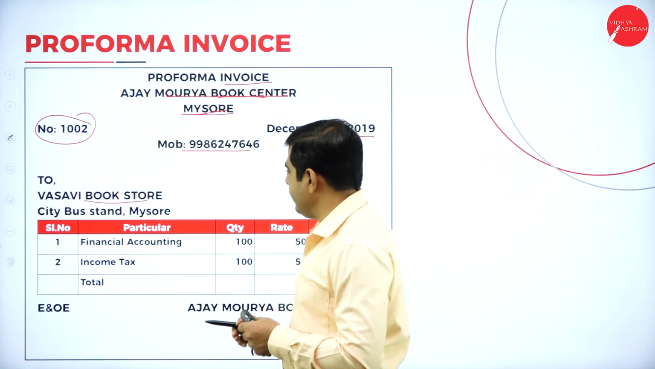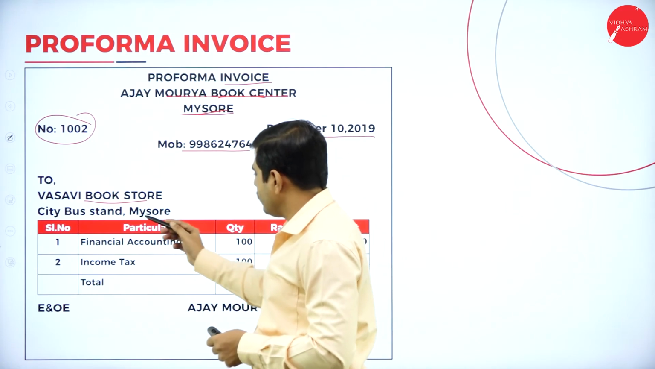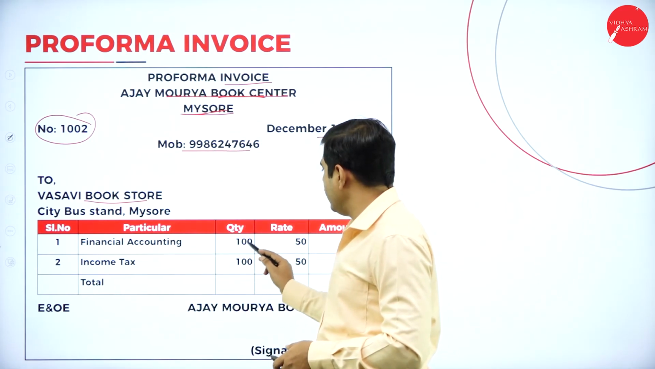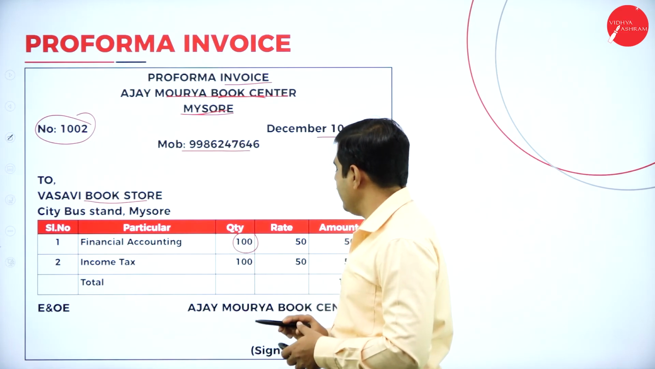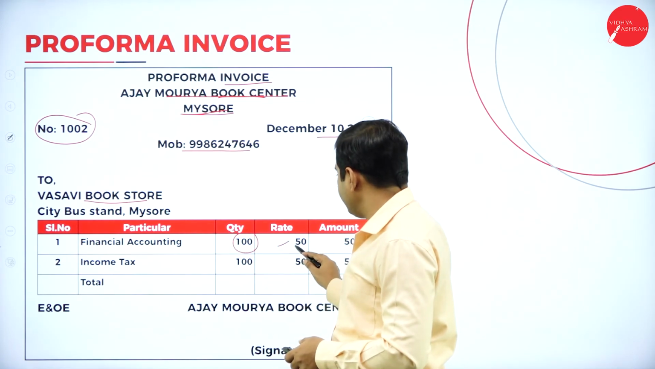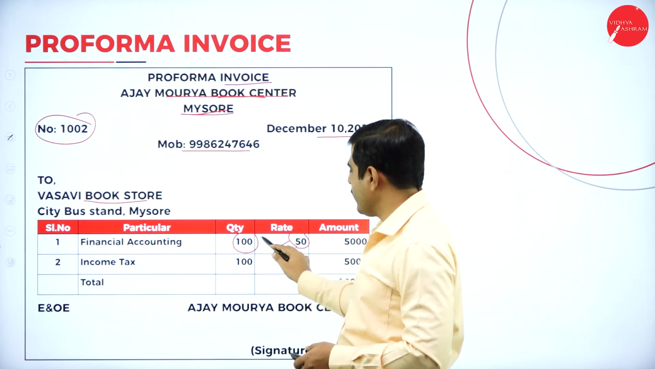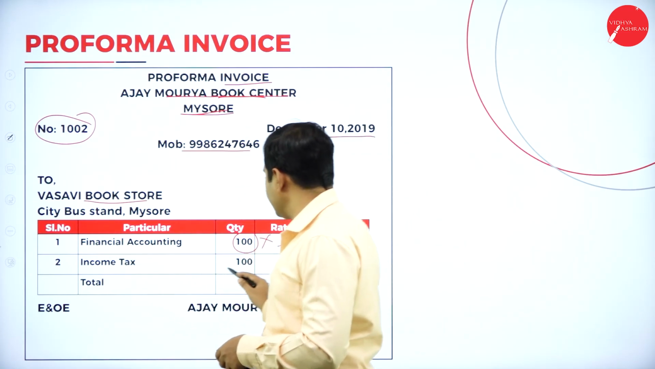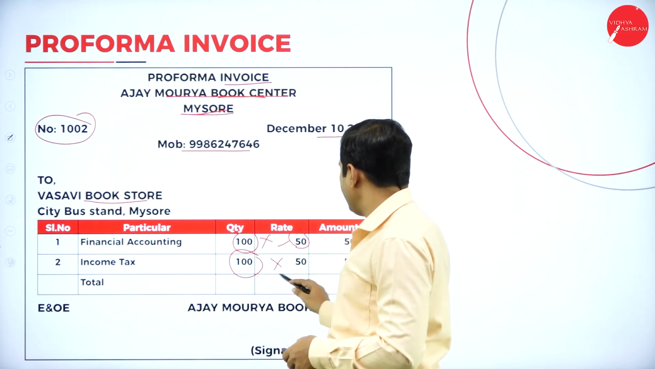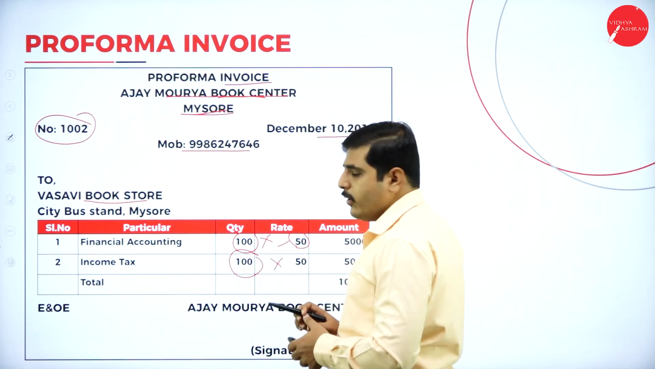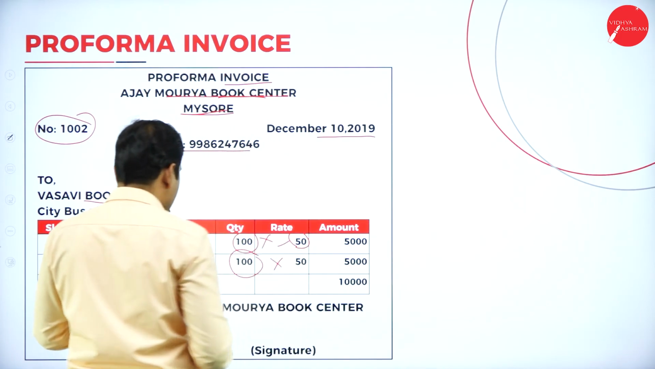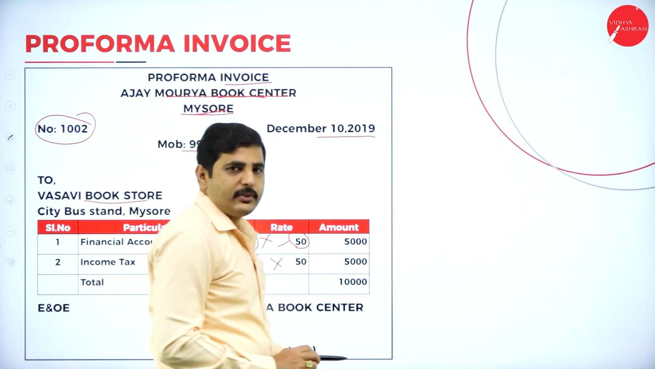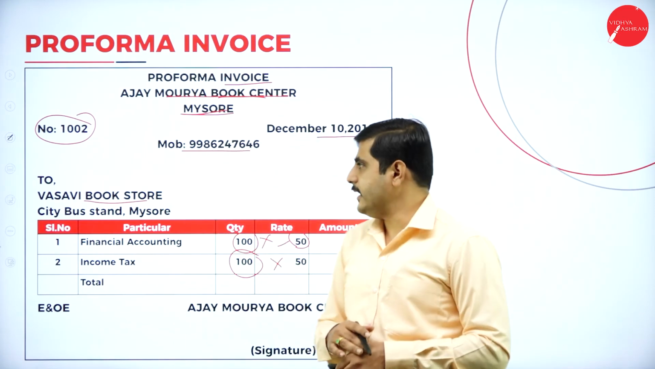He is the consignee, and he is the consignor. Then the book information: financial accounting book, 100 books we are sending at a price of 50 rupees per book. So 100 into 50 equals 5,000. Next, the income tax book. We are sending 100 copies at 50 rupees each. It is 5,000. Total amount is 10,000 rupees. It has to be signed by the consignor or the owner of the product, and it will be sent to the consignee.